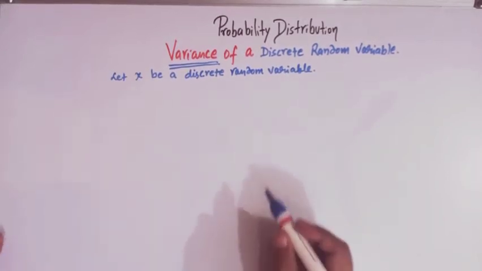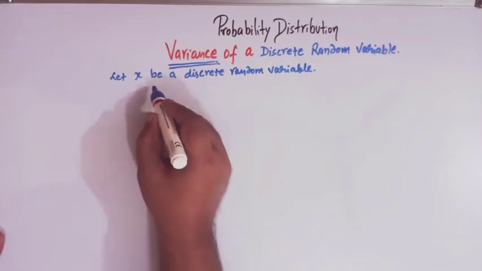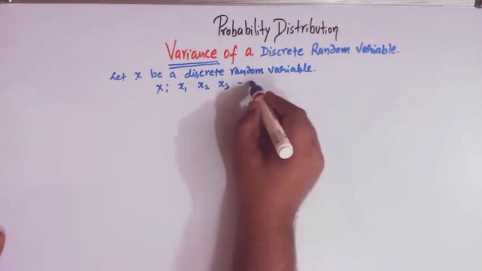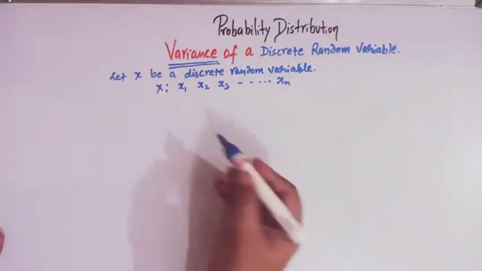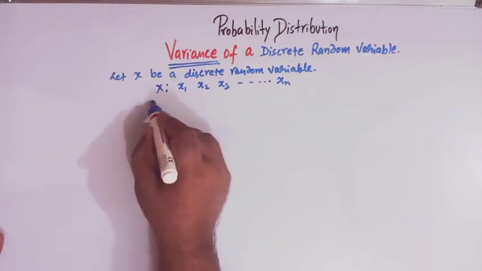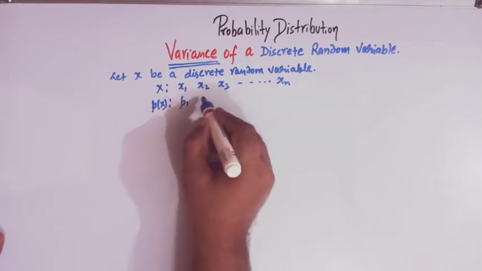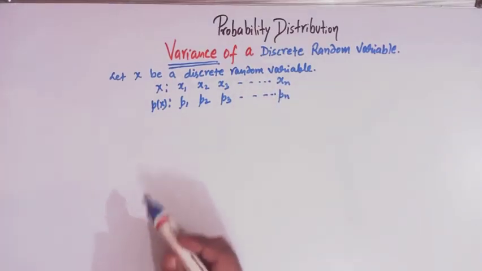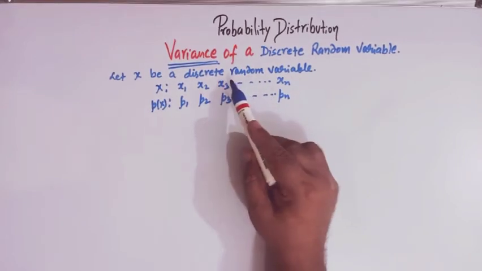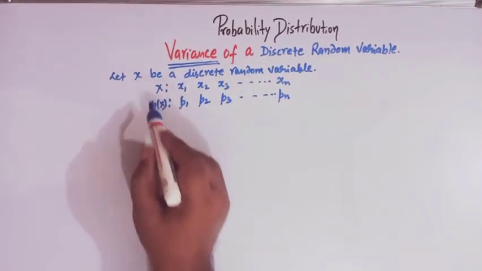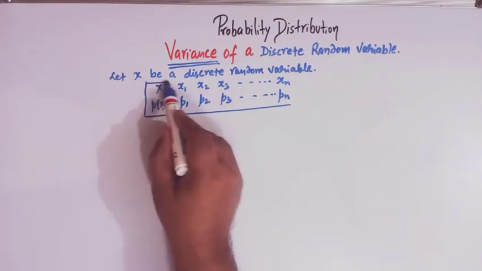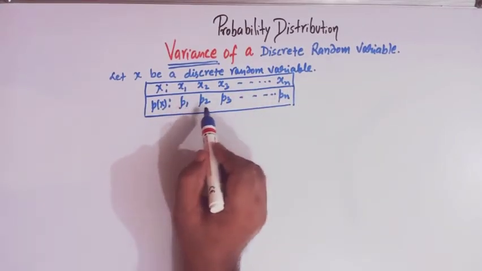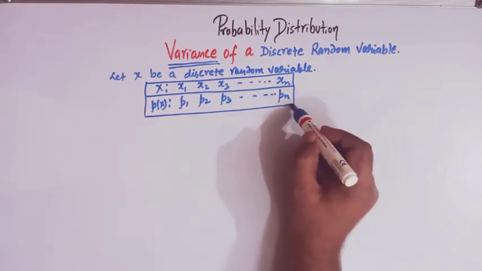Now let x be a discrete random variable, and suppose x takes the values x1, x2, x3 up to xn, and let the corresponding probabilities be p1, p2, p3 up to pn.